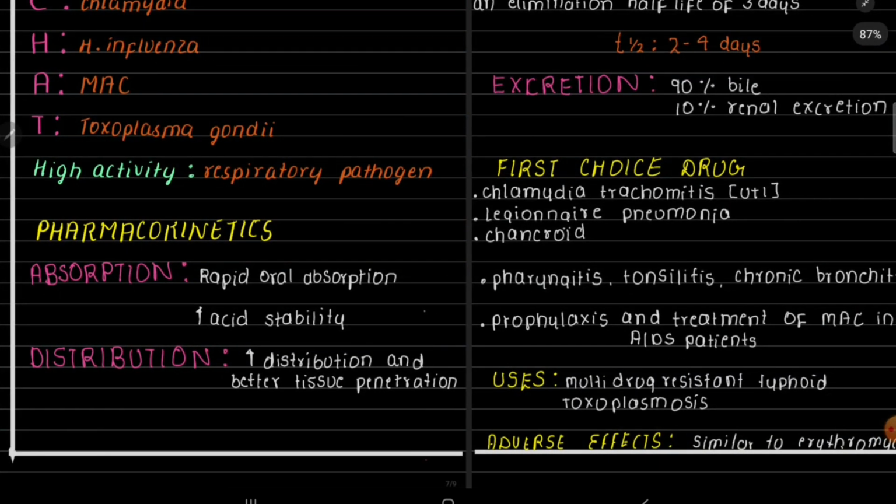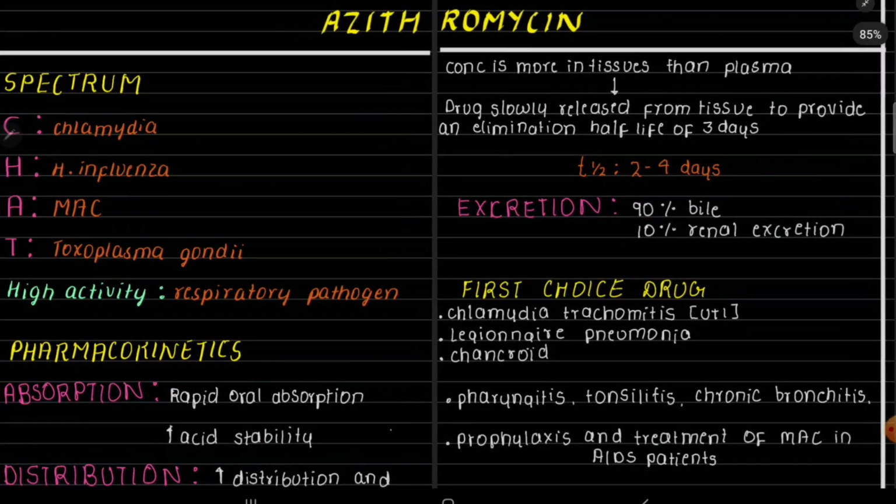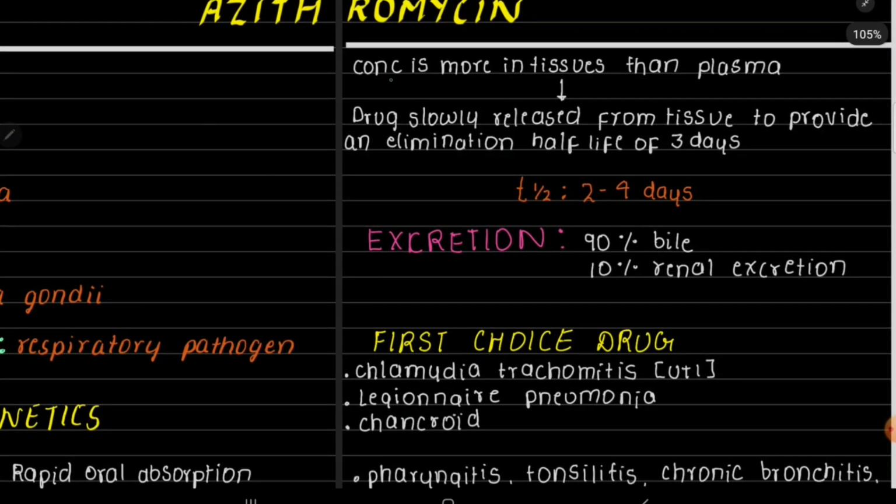Coming to the pharmacokinetics, azithromycin is rapidly absorbed orally and it has a high acid stability. It is well distributed in our body, and it has better tissue penetration. An important point about azithromycin is that it has a higher concentration in tissues than in plasma, and the drug is slowly released from the tissues, which provides it an elimination half-life of around 3 days. Its half-life is around 2 to 4 days, which can be remembered as 3 days. The drug is excreted 90% through bile and 10% through the kidneys.